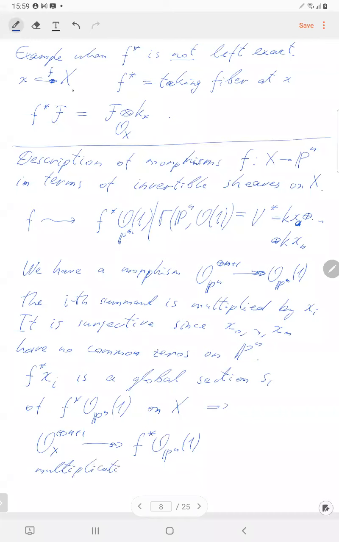Mishan, may I ask a question? Yes. When you write that the i-th summand is multiplied by xi, xi is not a global function on projective space. It's something else, and I do understand this on global sections, but maybe, to define. Yeah, that's what I mean exactly. Yeah, it's a global section. So a morphism from O to something is a global section.